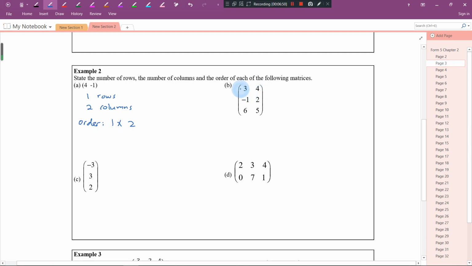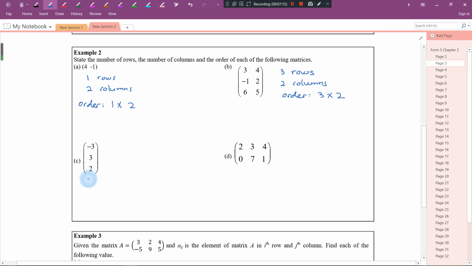How about this one? 1, 2, 3. 3 rows. How many columns? 1, 2. 2 columns. Therefore, the order will be 3 by 2. Okay.